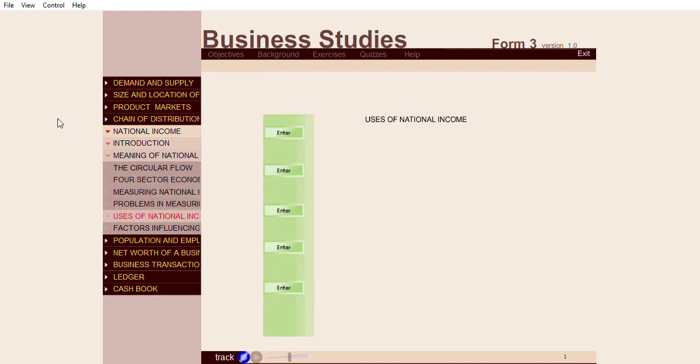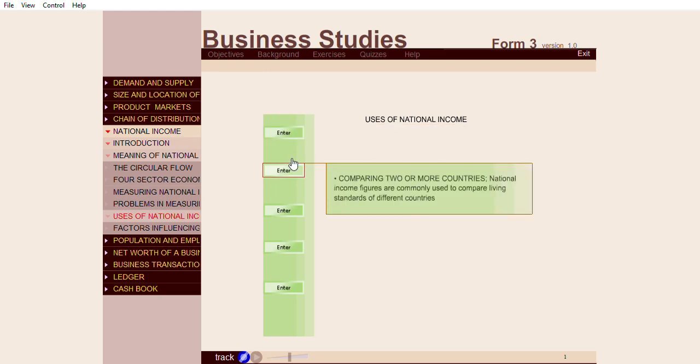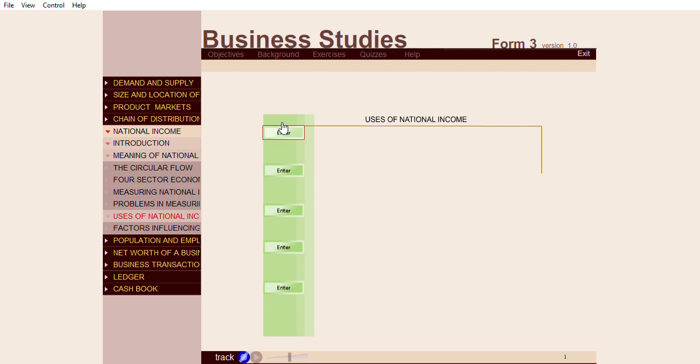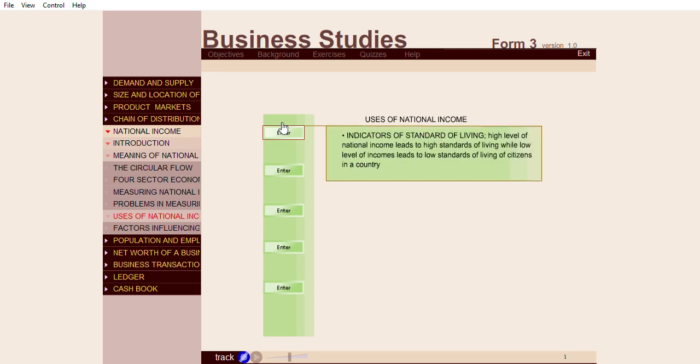Uses of national income statistics. Indicators of standard of living. High level of national income leads to high standards of living, while low level of incomes leads to low standards of living of citizens in a country.